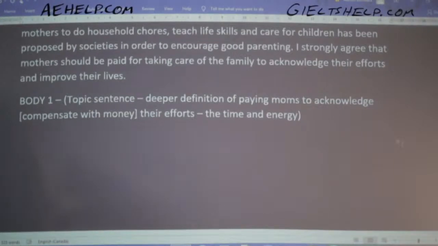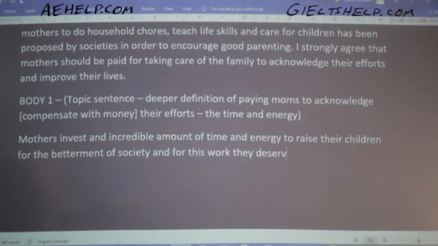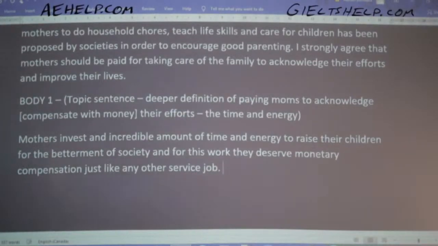So, mothers invest an incredible amount of time and energy to raise their children for the betterment of society, and for this work they deserve monetary compensation just like any other service job. Okay. All right. Yeah, I agree with all of you.